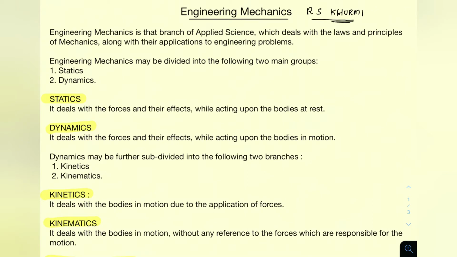Today we are starting engineering mechanics. This is the first chapter, which is the introduction. I'm following the textbook by R.S. Khurmi. There is a multicolor edition of this textbook that is very attractive. If you haven't bought any book for engineering mechanics, do buy this. It is a very good textbook.